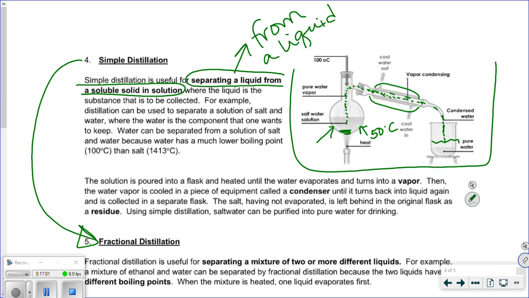A really good example of this, and I know you may or may not have seen some of the reality shows on moonshine. Yes, we're going to talk about moonshine, okay?